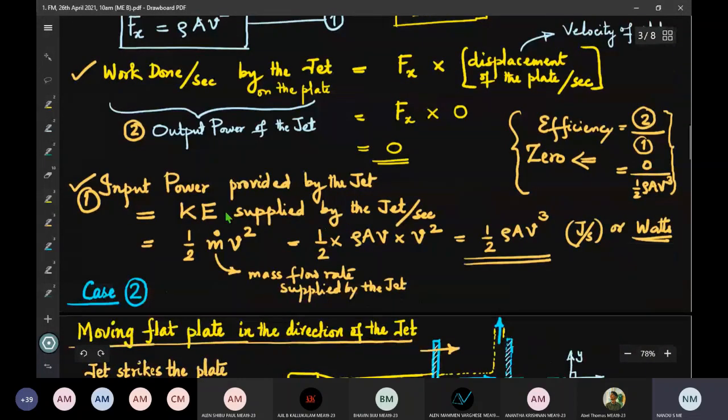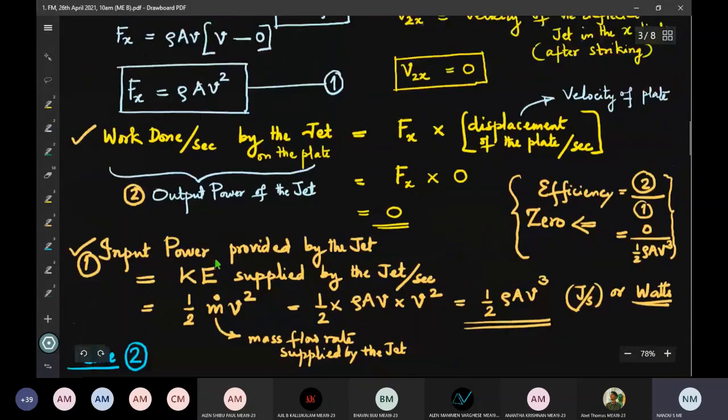But input power is definitely there because the jet is striking with some kinetic energy. It has a velocity v, and kinetic energy, even from school classes, you know, is half m v square. But in fluid mechanics, we never talk about absolute mass, but we talk about mass flow rate. While calculating input power provided by the jet, what you should take is the kinetic energy supplied by the jet per second. Kinetic energy is measured in joules, so joule per second. What is joule per second? It is watts. So kinetic energy is half m dot v square.